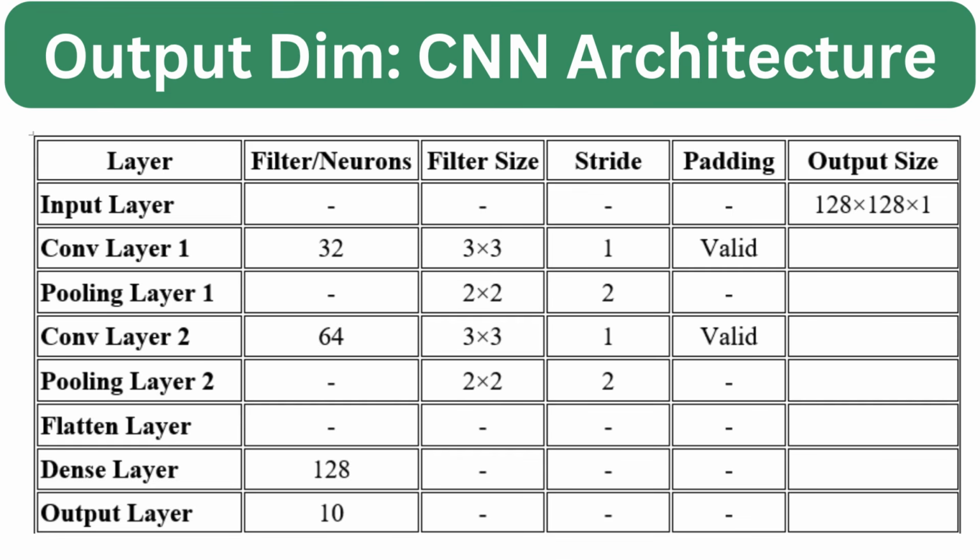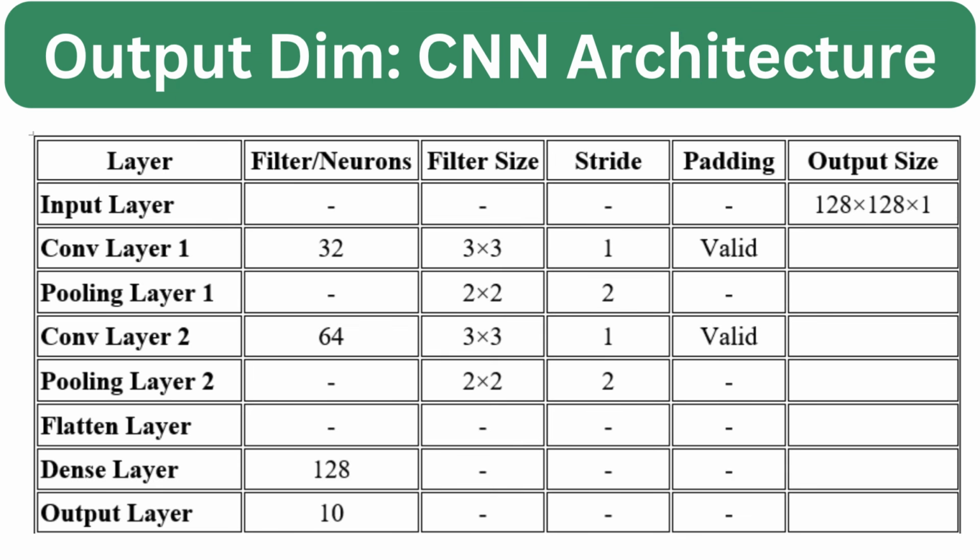Following this, we have another convolutional layer that contains 64 filters of size 3 by 3. The stride is 1 and the padding is valid. Then again followed by another pooling layer with 2 by 2 filters of stride 2. Then this output is fed to a flattened layer which then passes through a dense or a fully connected layer which contains 128 neurons. Finally, the output is fed to an output layer which contains 10 neurons. Now the task is to compute the output dimension of each of the layer.